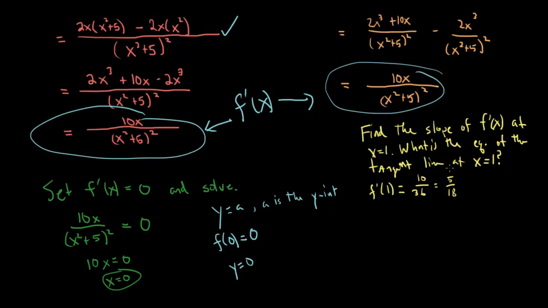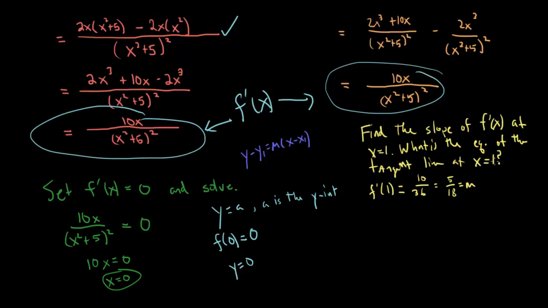Once we have our slope, then we can use the point slope form to find the equation of that line. Remember point slope form is y minus y1 equals m times x minus x1. But what do we need? We have x, that's our x1 specifically. We need a y1. So we need to find the corresponding y value when x equals 1. Because we have our slope. Slope is m, which is 5 over 18.